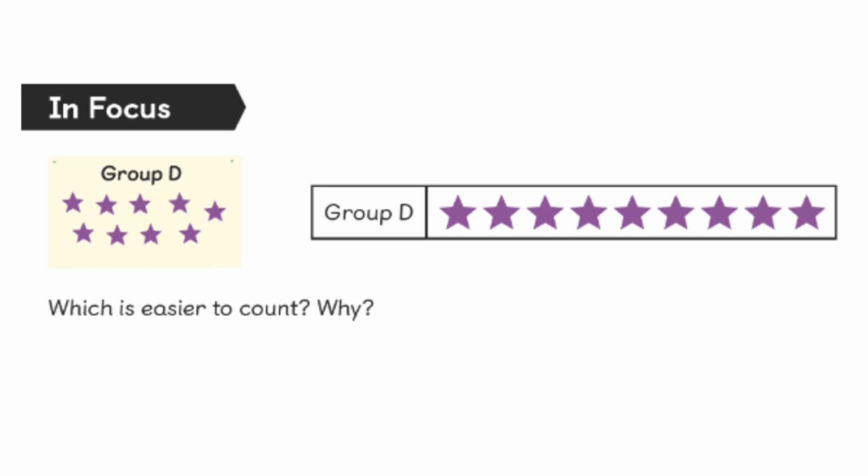Now, our in-focus task to get us started. You can see two different displays or arrays of the same data, the same information. We're looking at how many stars group D has. So there are two different displays here, one here and one over here. With your partner, I'd like you to pause the video for 2 or 3 minutes and discuss which display you think is easier to count and why. You can pause now.